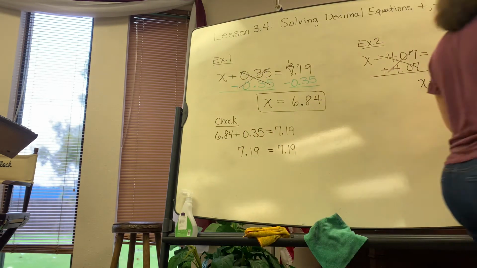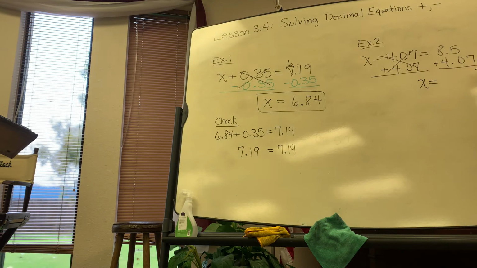And then on this side, I'm gonna just add these 2 up. So when I add them up, I get 12.57, so that's what my x equals. Okay, and then we're gonna check it. So I'm gonna put 12.57 where the x is, 12.57, and subtract 4.07, and that should equal 8.5.